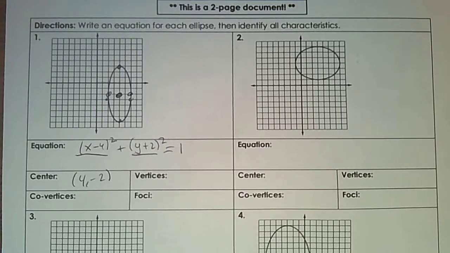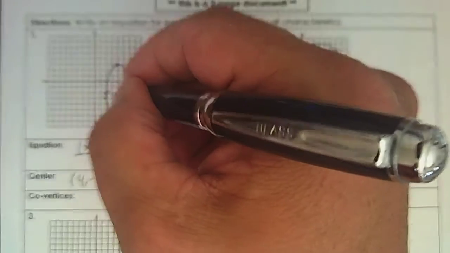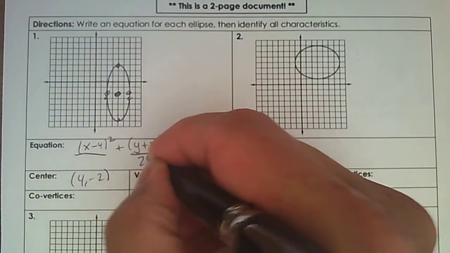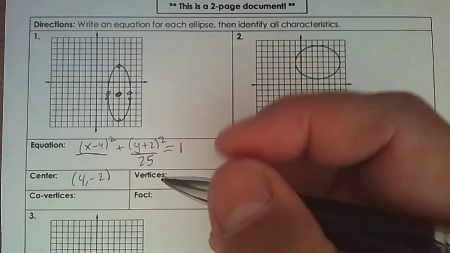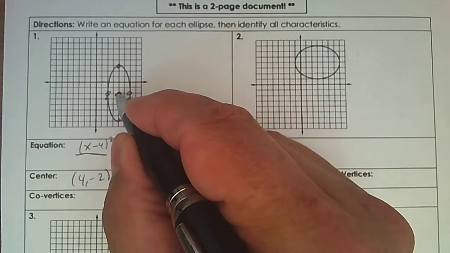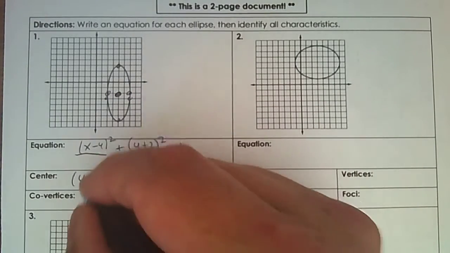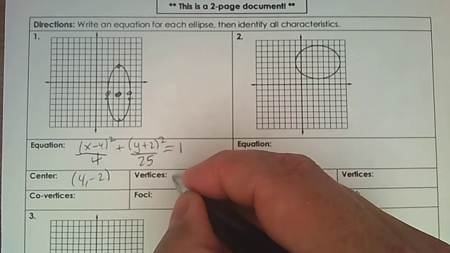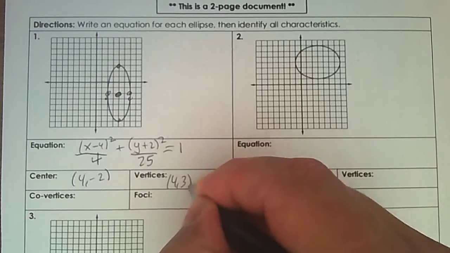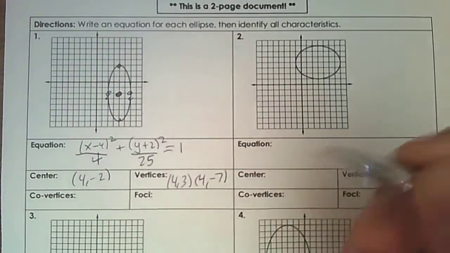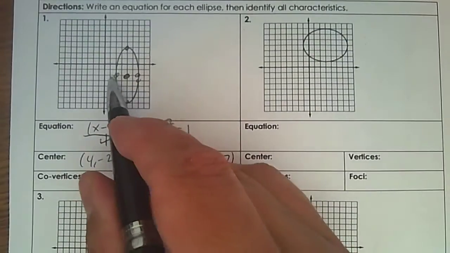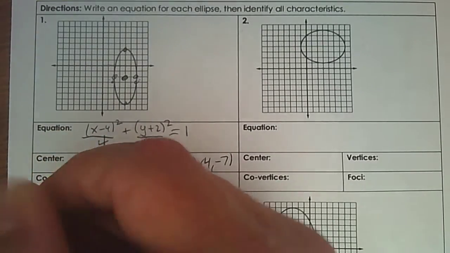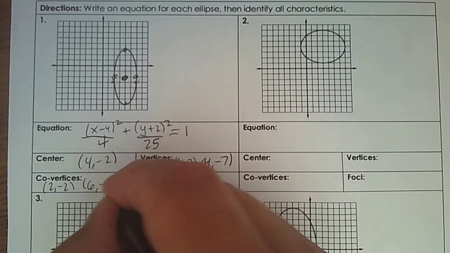Now I need to know the next part. Now a is the distance from the center to the top or bottom. So count that out. That's 5. Square it, and it goes underneath the y. The distance to the right from the center to the minor vertex is 2. So square it, and the answer is 4. So write down those vertices. So the major vertices are at (4, 3) and (4, -7). The minor vertices, here on the left and right, are at (2, -2) and the other one is at (6, -2).